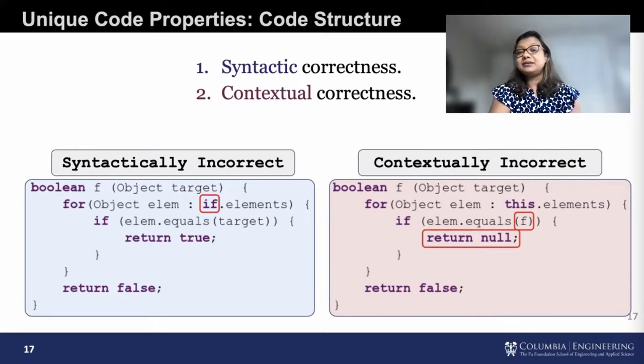Similarly, see the return null statement. This function f should expect to return a boolean. However, here, in the AI generated code, or even code that a developer writes, there is a bug, right? Because you should not return null for a function which is expecting a boolean. So while thinking about building machine learning models for source code, we have to think about this kind of syntactic as well as contextual correctness.